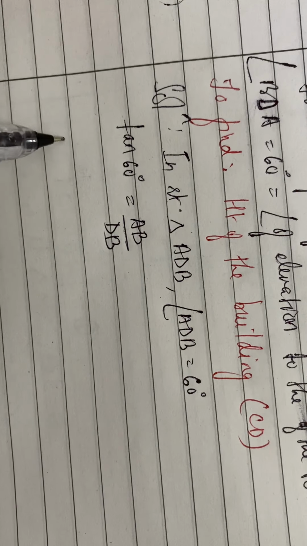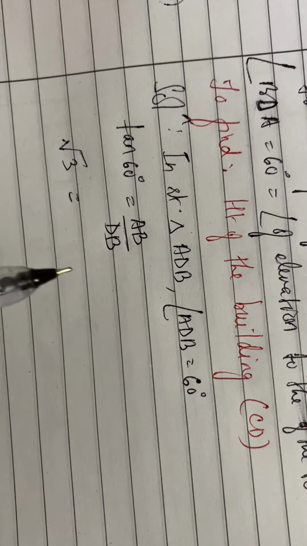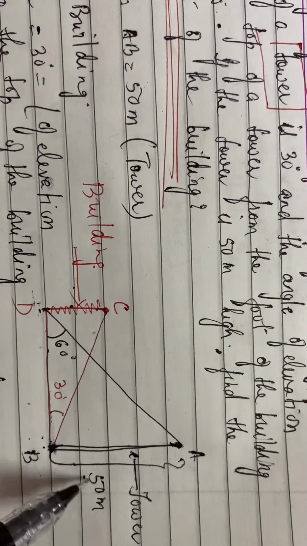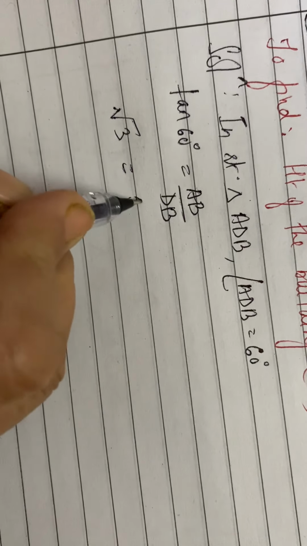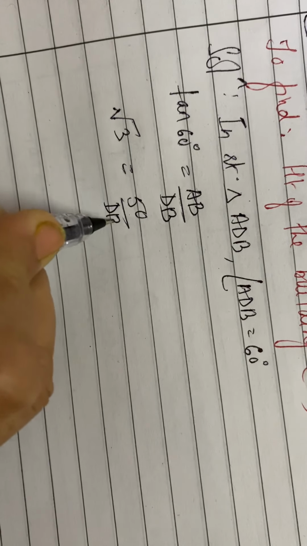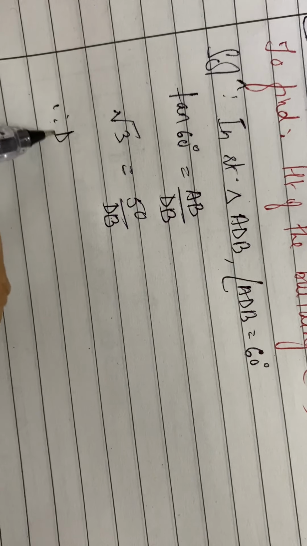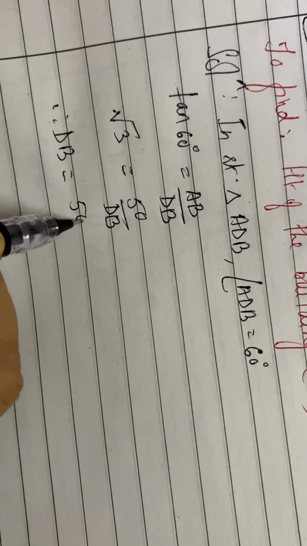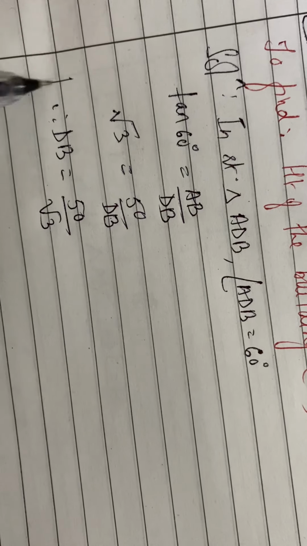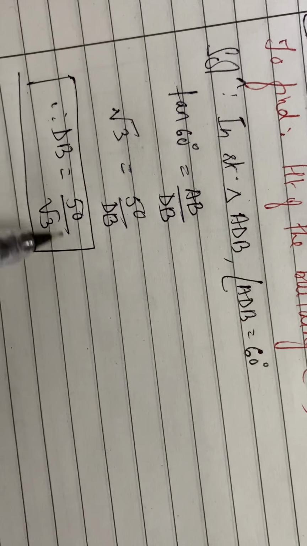Value of tan 60 is root 3. Length AB is given to you as 50 meters if you have a look in the figure. So in place of AB I'll put 50. I'll get DB. So how much is DB? DB is 50 upon root 3. Put it in a rectangular box because we will need this.